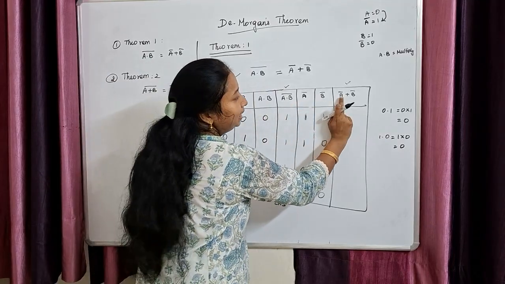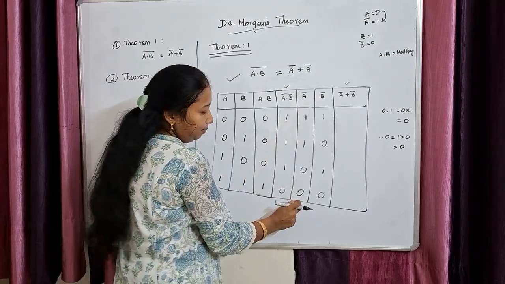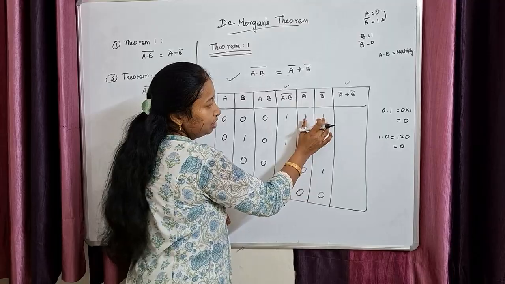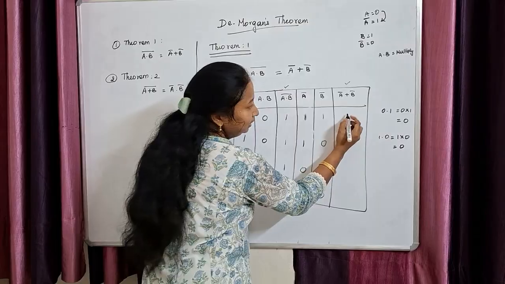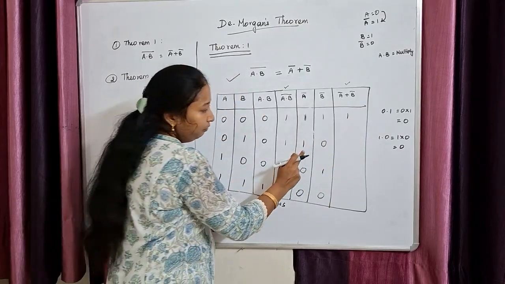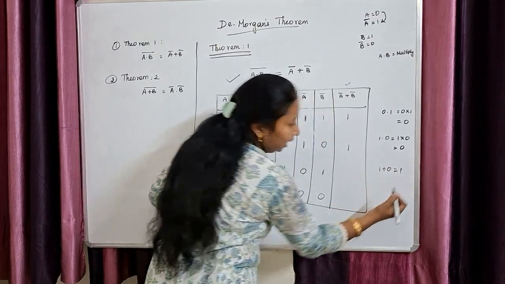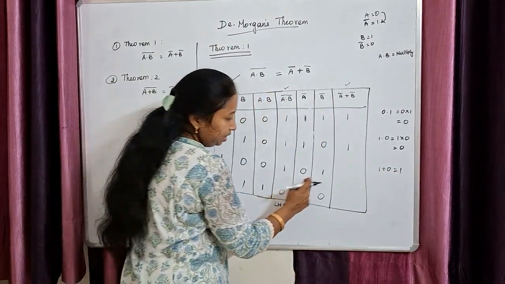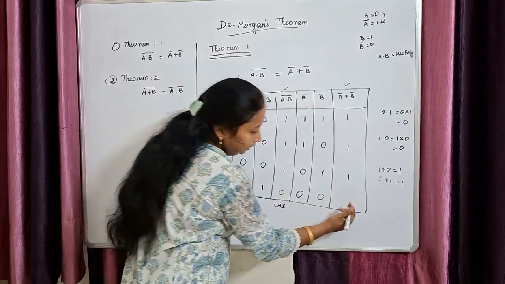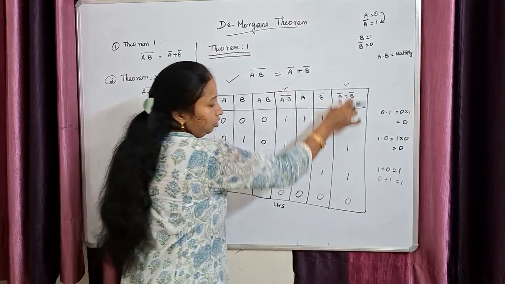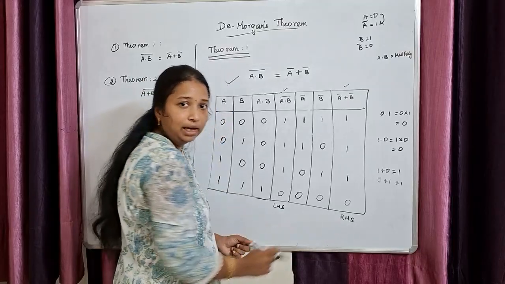What is the last step? It is A bar plus B bar. This is normal addition. We have got A bar input here, B bar input here. We have to sum up these two for finding A bar plus B bar. Do the sum. 1 plus 1 is 1. 1 plus 0 is 1. 1 plus 0 is again 1. 0 plus 1 is again 1. 0 plus 0 is 0. I found my RHS.